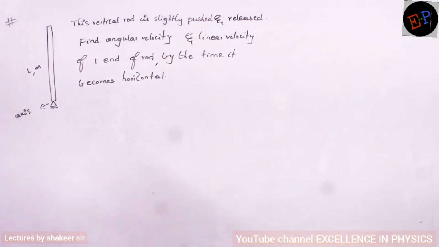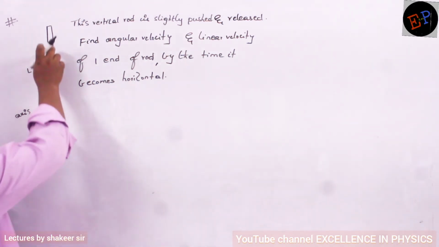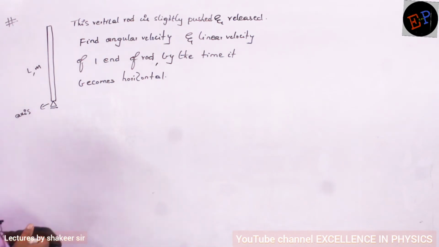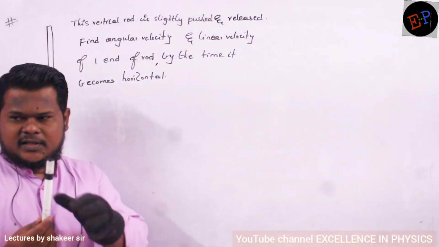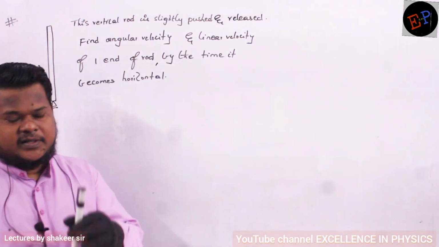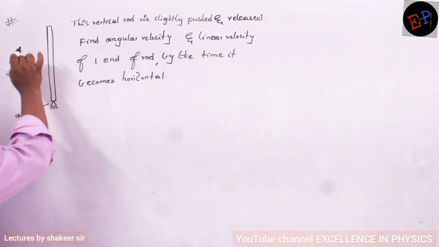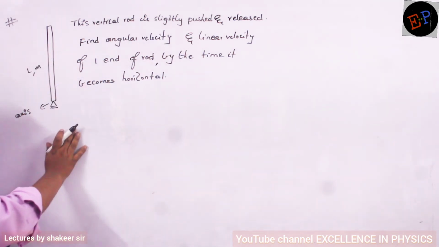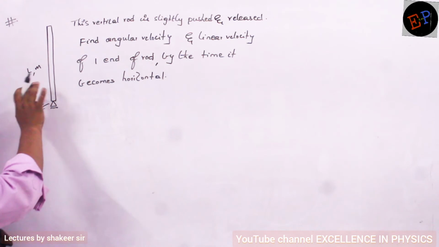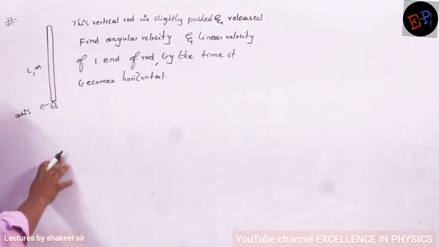So see this question. This is a vertical rod. A vertical rod means, we know, the rod is like this and this is the axis of rotation. Clear? So we are slightly pushing this rod and releasing it. Initially it was at rest. We are slightly pushing and releasing.